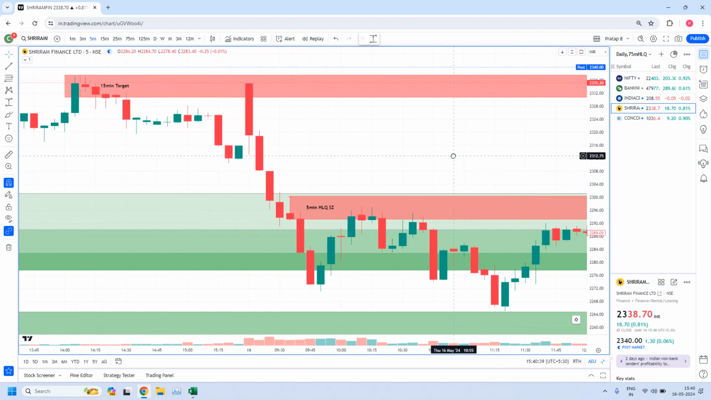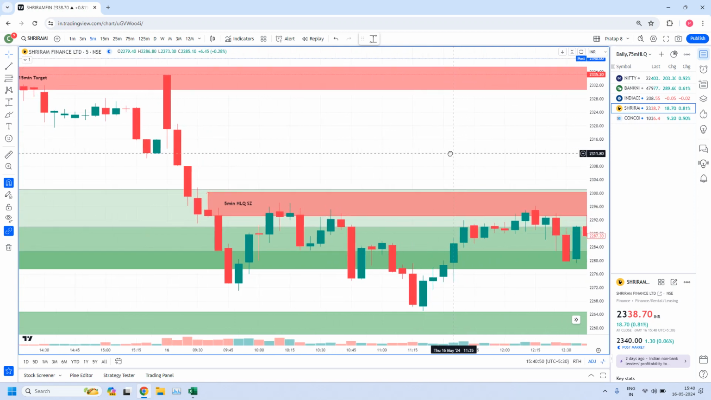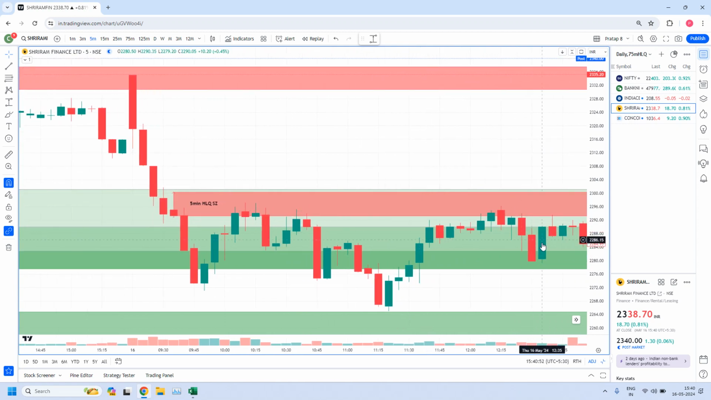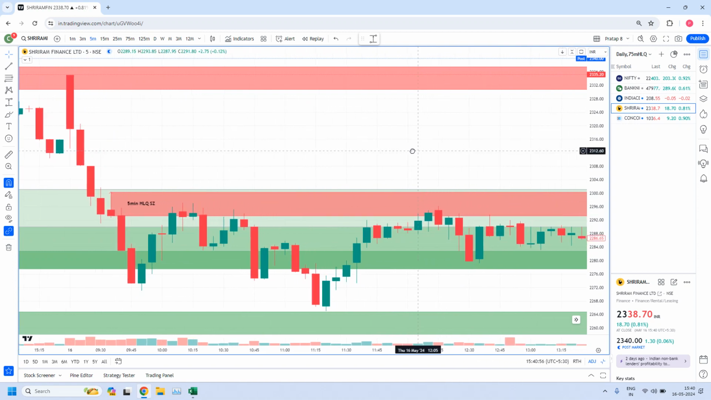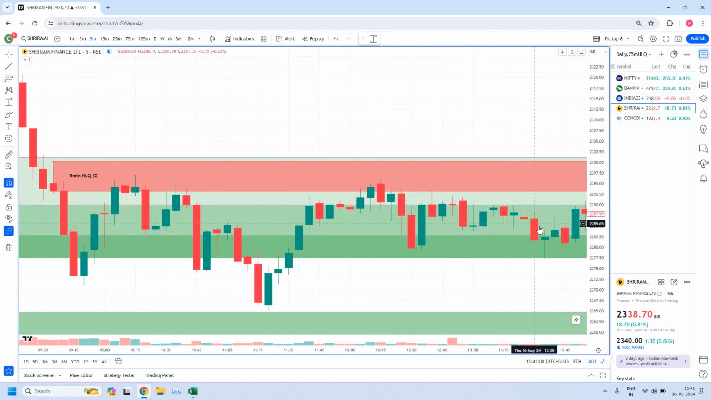But see, after that what happened? It reached the target, and your 5 minutes high liquidity zone target gave you 6% ROI. After that, see how many candles it held. Once again, one more test. Again, it pushed the prices down. You may not know what is happening. See here, prices came all the way here. What would have happened if prices had come down further? All our profits would have been gone.